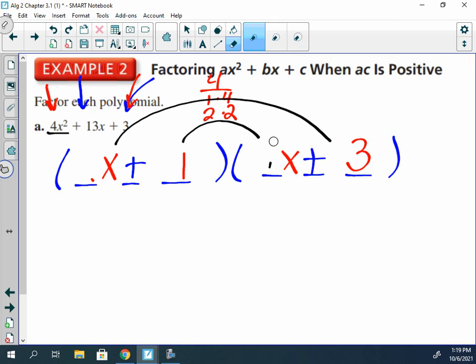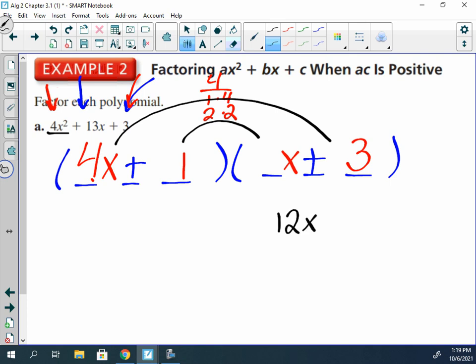Now, we can switch the 1 and 4 because that will change it because of the 3. Because if I put the 4 first, we have 4 times 3, which is 12x, 1 times x is plus x, and 12x plus x is 13x. So that's the correct setup.